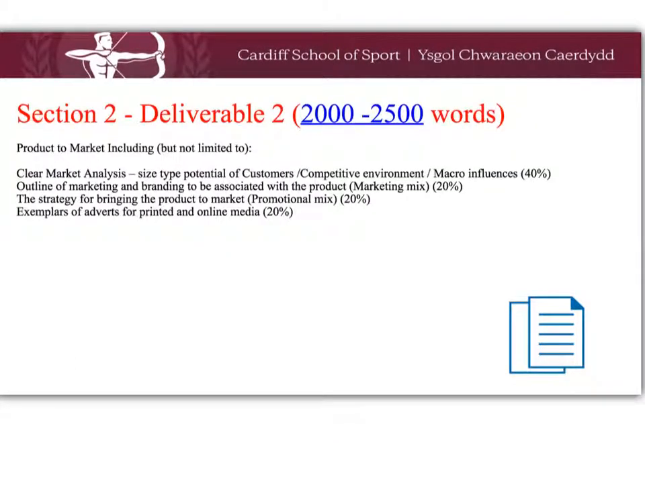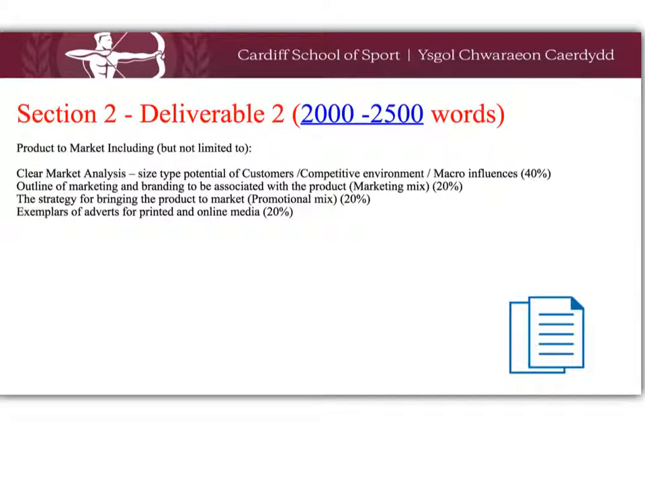Section 2 is quite a large section of work. This will be between 2,000 and 3,000 words maximum. And this is to do the market analysis and potential sales strategies that you're going to put in place. Here I'll be looking for a clear market analysis, so size, type, potential of customers, your competitive environments, and any other macro influences. That's going to be the bulk of this section, up to 40% of the words.